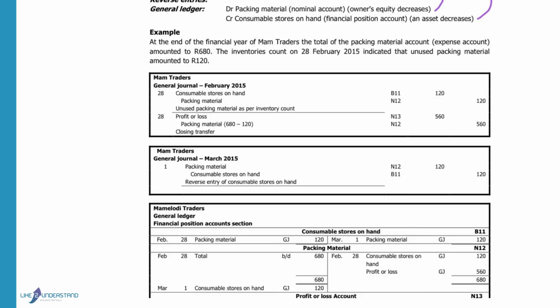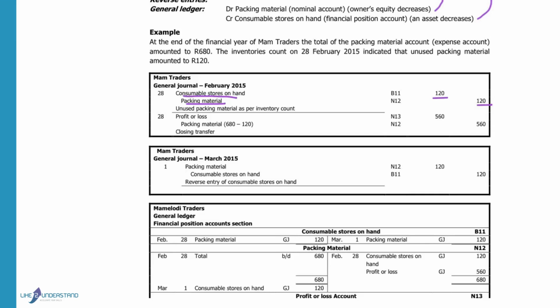At the end of the financial year, the total of packing material amounted to 680. The inventory count indicated that unused packing material amounted to 120 rand. So it means that there's 120 that we did not use in the current year. Therefore, we will create an asset to remove it out of our packing material account. So we decrease the expense for packing material and we increase the asset with the packing material that will be used for the following year.